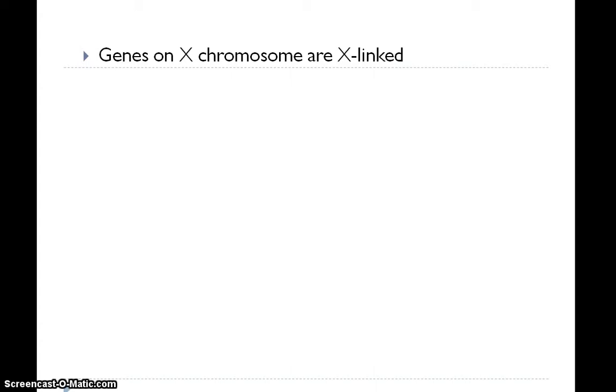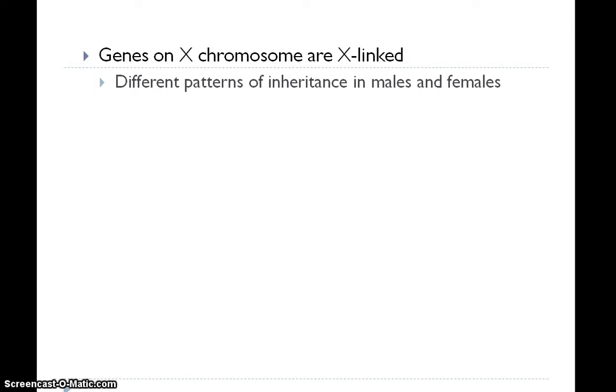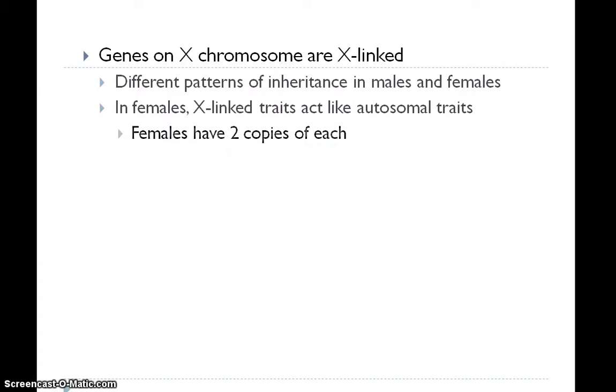On the other hand, genes that are found on the X chromosome are called X-linked. There are different patterns of inheritance for males and females. That's because males have 1 X chromosome and females have 2 X chromosomes. In females, the X-linked traits act like normal autosomal traits. That's because females have 2 copies of each gene located on the X chromosome. This is the same for every autosomal trait. Females always have 2 copies.